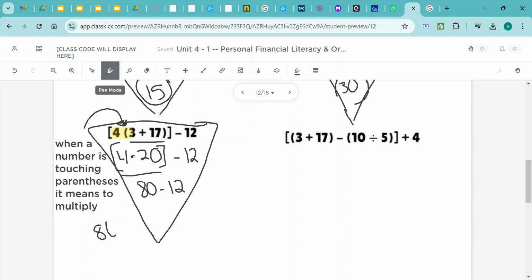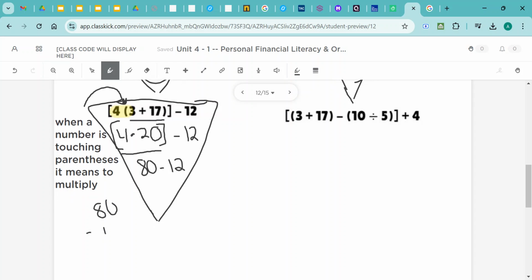All right, I'm going to go off to the side and work 80 minus 12. Can't do 0 minus 2, so I'm going to borrow. 10 minus 2 is 8. 7 minus 1 is 6. So my answer becomes 68. All right.